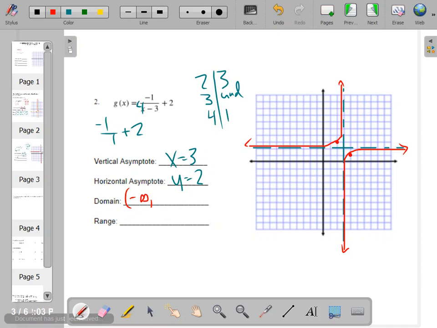Domain: negative infinity to the vertical asymptote, which is at 3, then 3 to infinity. Range: negative infinity to the horizontal asymptote, 2 to infinity. So negative infinity to 3, pick up your pencil, 3 to infinity. Negative infinity to 2, pick up your pencil, 2 to infinity. That's your graphing. What else you got?